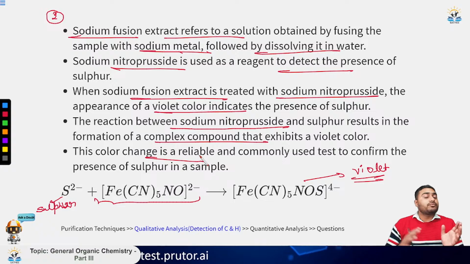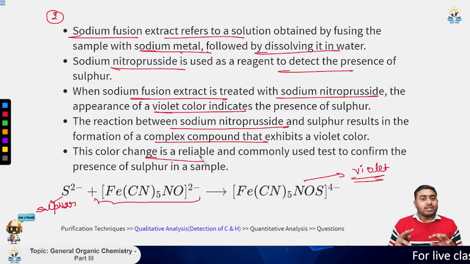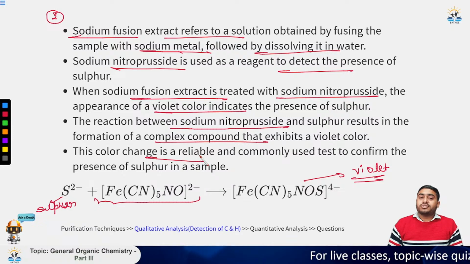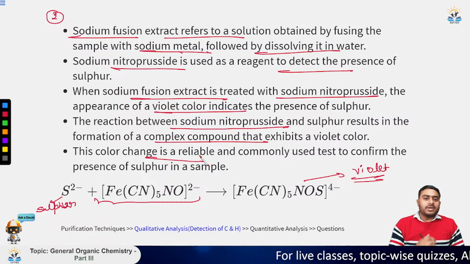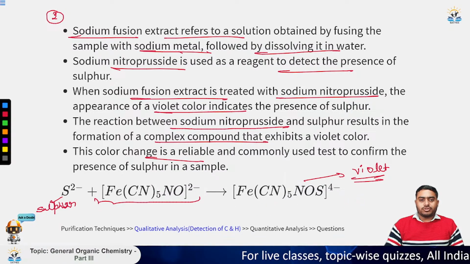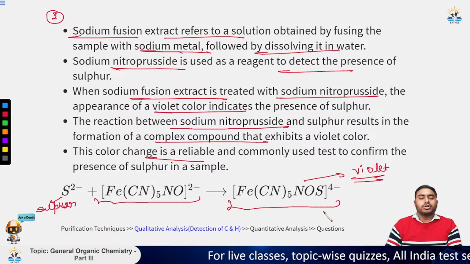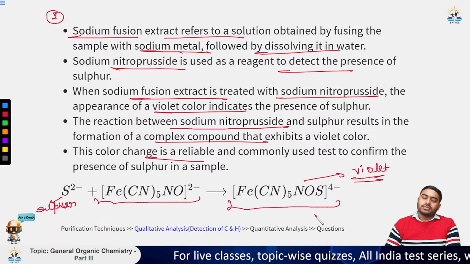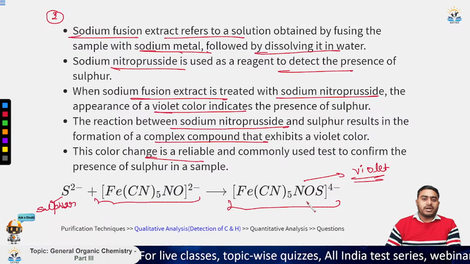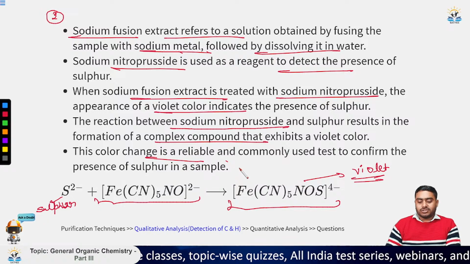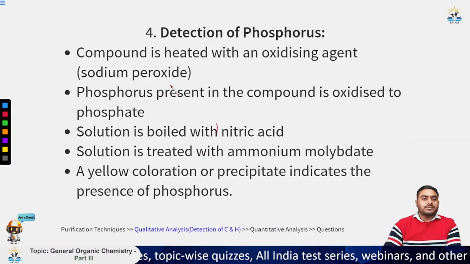You have to make the sodium fusion extract, by mixing the compound that you have. When the sodium fusion extract is treated with sodium nitroprusside, the appearance of a violet color indicates the presence of sulfur. Due to the formation of this compound and the violet color, the presence of sulfur is confirmed, and this is definitely a reliable change. Okay, let's move to the next.